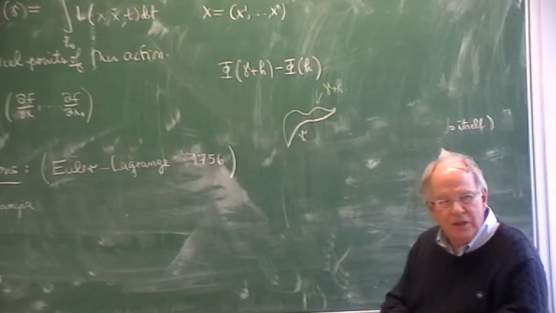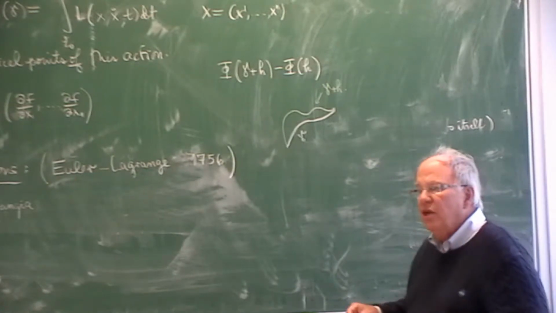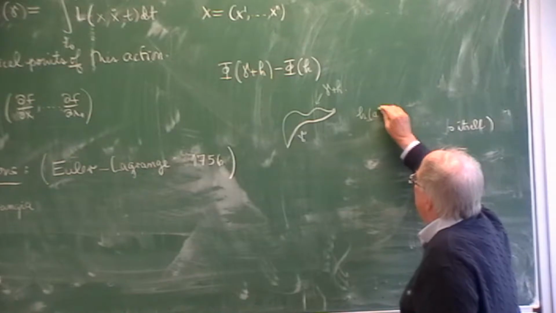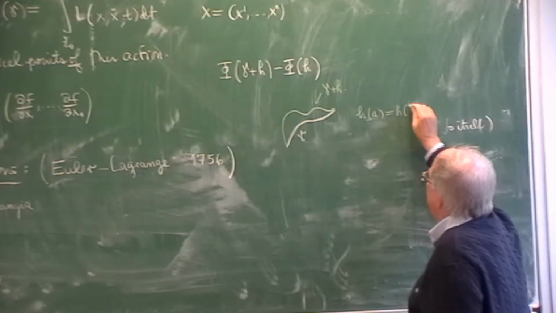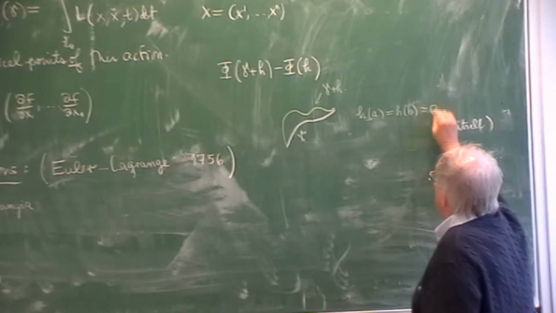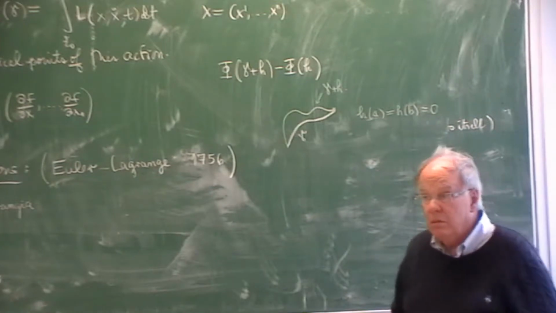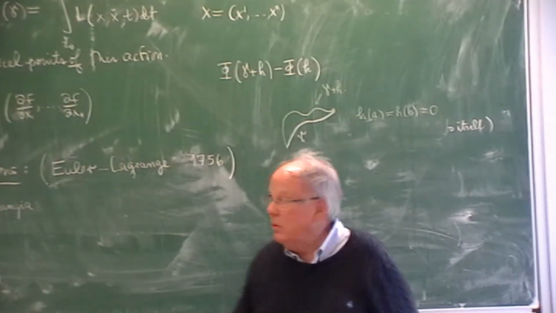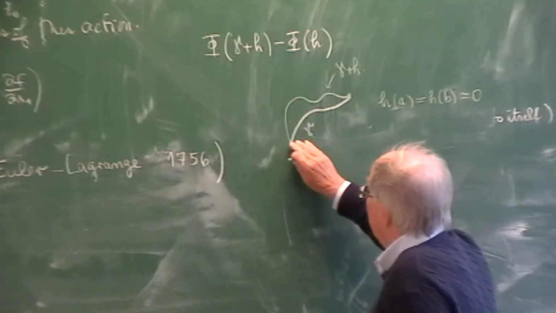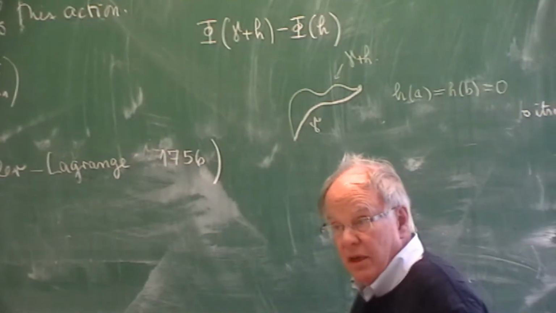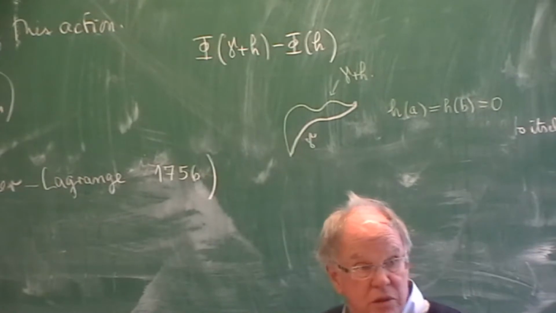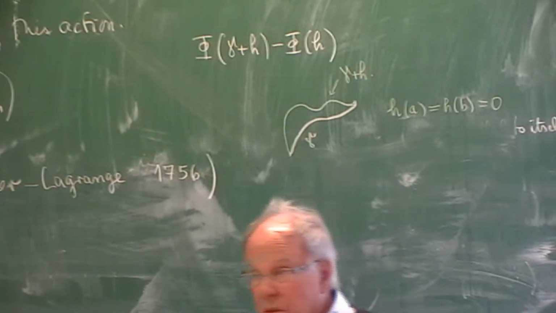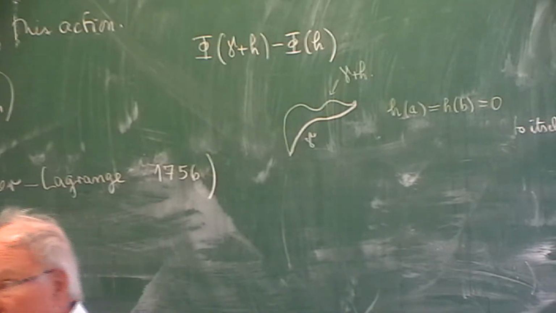I want to add anything. So what about h? I think we need to assume that h of a equals h of b equals 0. Right? So we want to add 0 here. Okay, so I'm in a coordinate patch, I know what that means. And I just add 0 at the curve, so that's what I do.